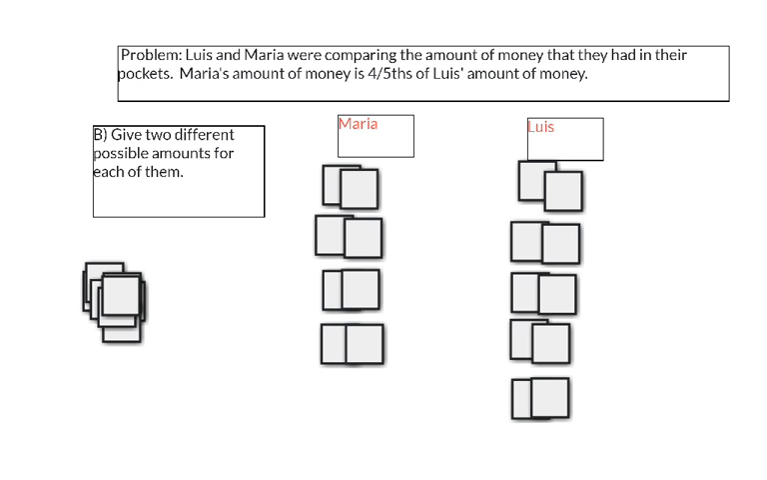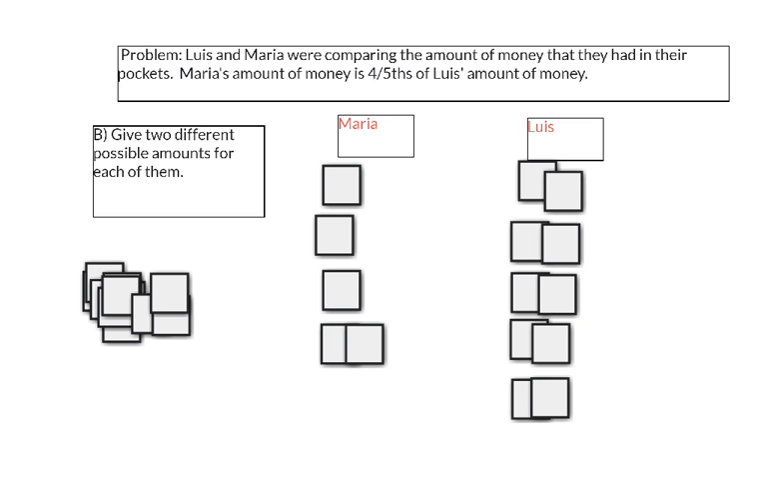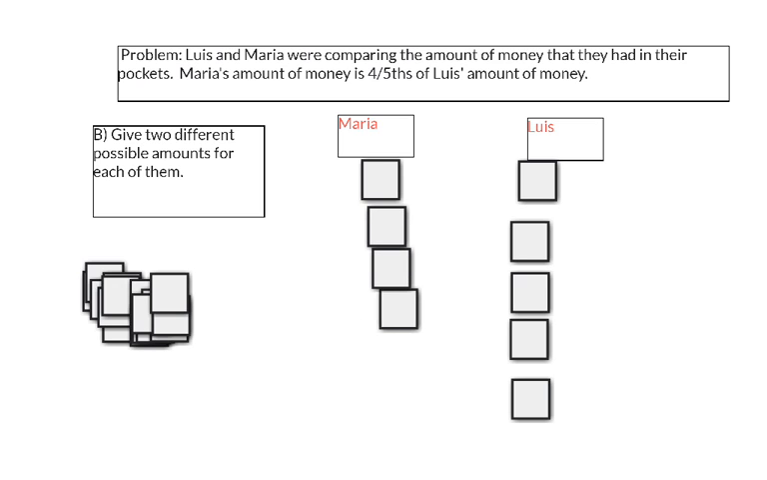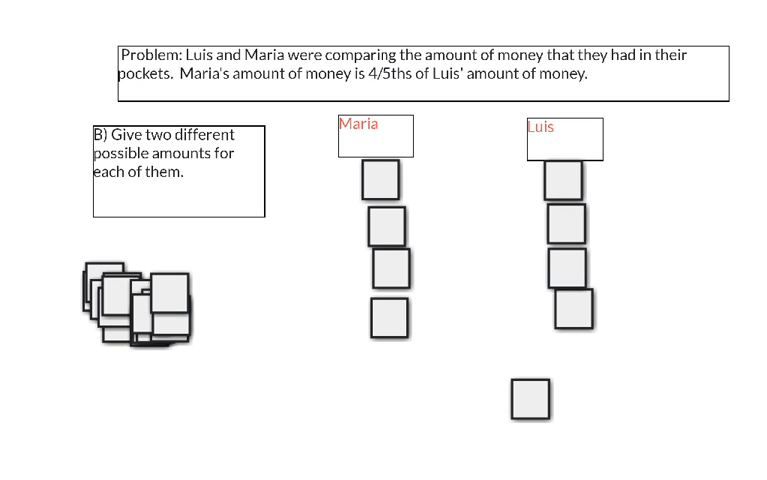You could make each one of these squares, instead of doing this by putting extra squares on top, you could change the value of each individual square. You could say that each square is itself a $20 bill. So each square represents a $20 bill, in which case Maria would have $20, $40, $60, $80, and Luis would have $20, $40, $60, $80, $100. So once you've established the ratio, really you could expand that up by any multiplier.